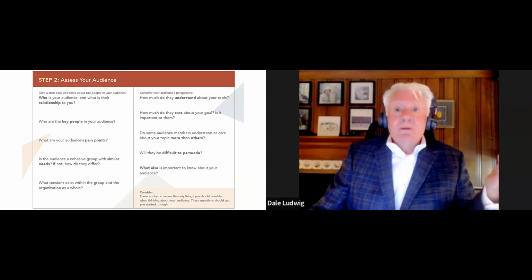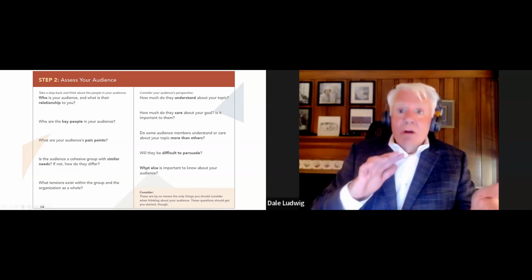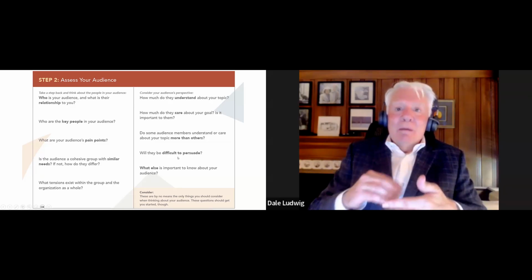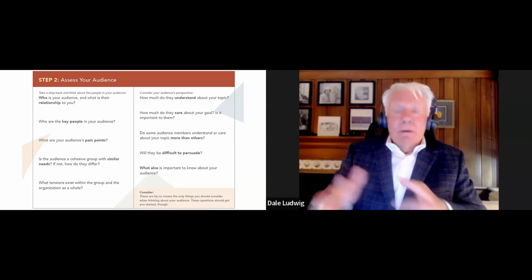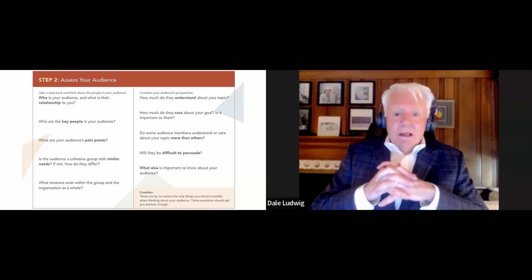Let's see what else. Will they be difficult to persuade? Sometimes yes, sometimes no. Sometimes not all of them, sometimes some of them. So you want to make sure that you're thinking about how hard your job is going to be and adapting not only your goal, but also how you organize the rest of the presentation to their needs.